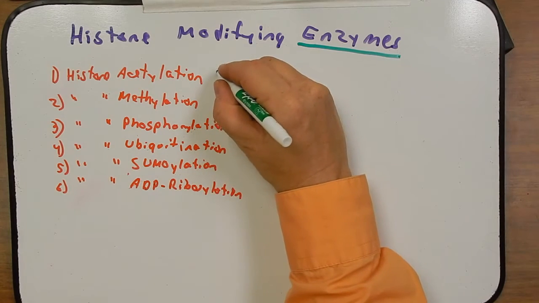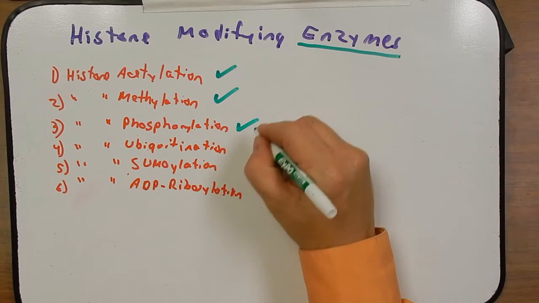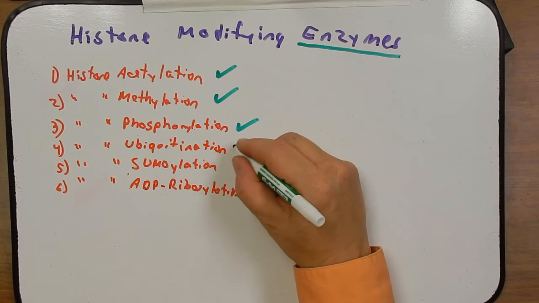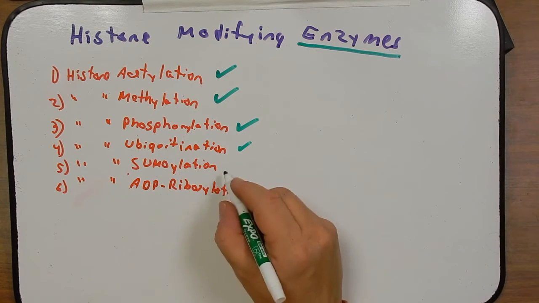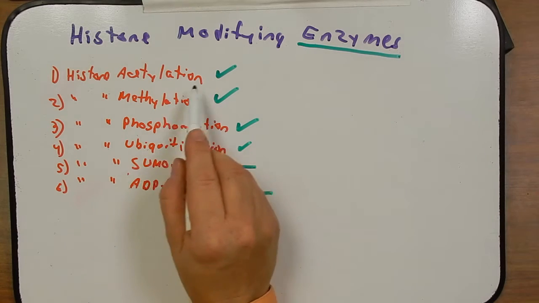And we're going to focus primarily on histone acetylation, histone methylation, and histone phosphorylation. I'm going to say just a little bit about histone ubiquitination and the enzymes involved, but not much. And I'm not going to talk about sumoylation or ADP ribosylation as far as the enzymes that are involved. So let's get started here with histone acetylation.